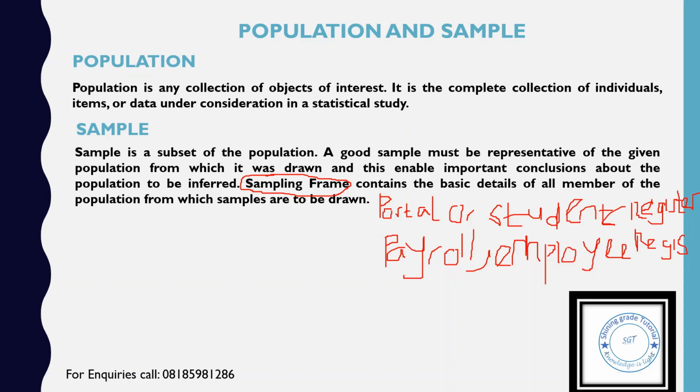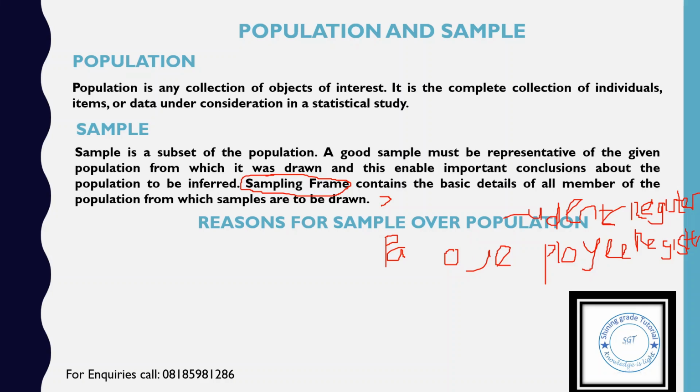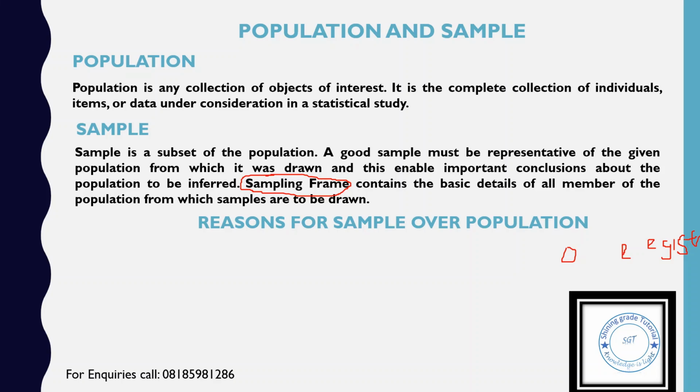So let's move to the next aspect. Now we can look at why it is that in every study, a sample is always preferred over the population. Why do we take samples to be more preferable to the population? It's very, very important. We know that taking a sample is more preferred to taking the population.